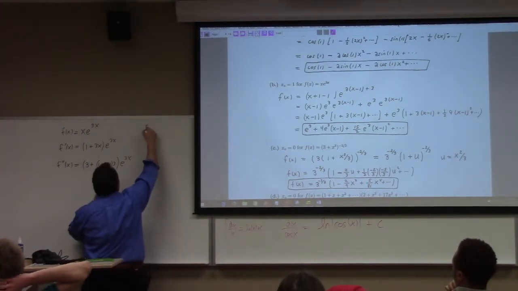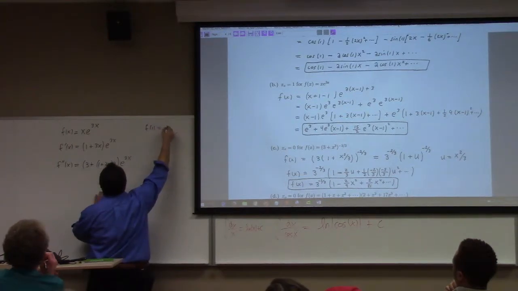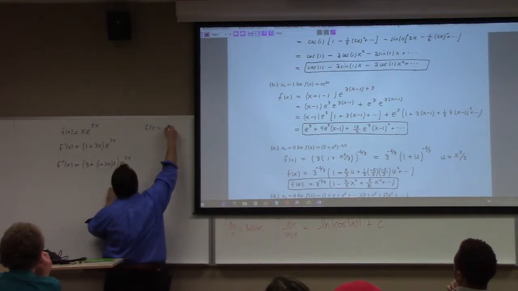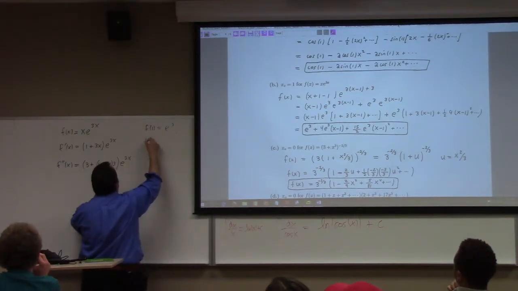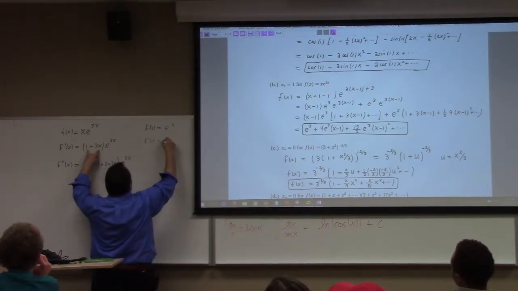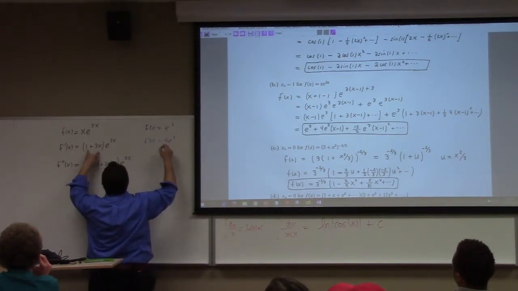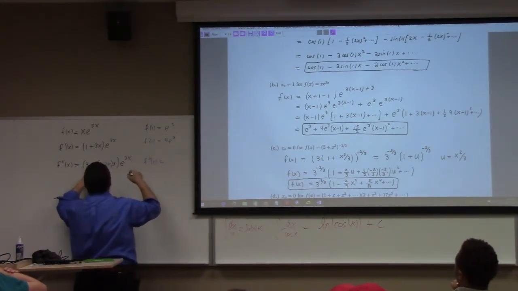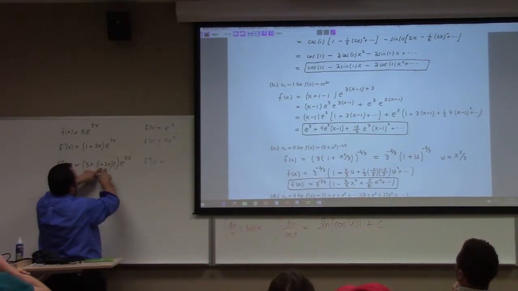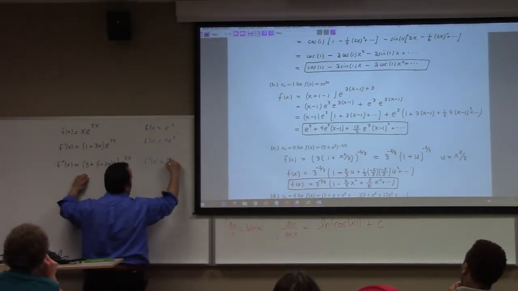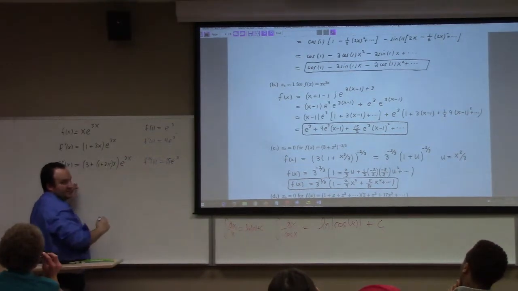But it should be quite apparent that f of 1 is what? Yeah. What's f prime of 1? 4e cubed. What's f prime prime of 1? 4 times 3 is 12. 12 plus 3, 15. What's Taylor's theorem centered at 1 say?